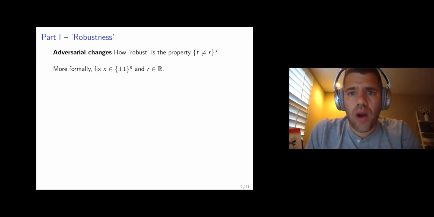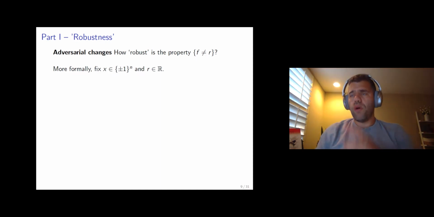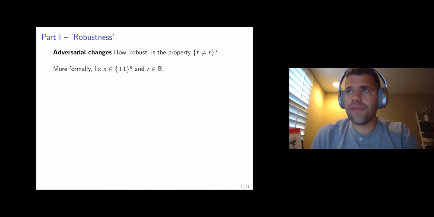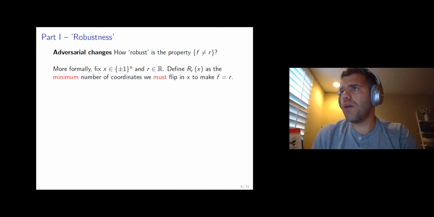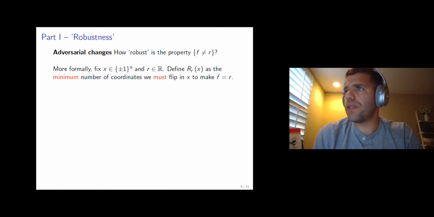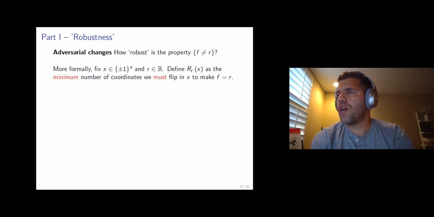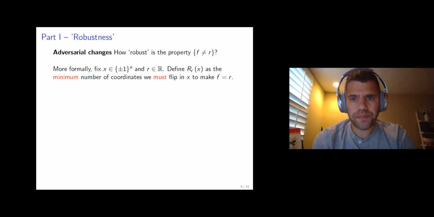And the question is how robust this property is. So more formally, suppose that we fix some vector in plus minus 1 to the n, and we can define a parameter: r_R(x) is the minimum number of coordinates we must flip in x to make f equal r. Okay?